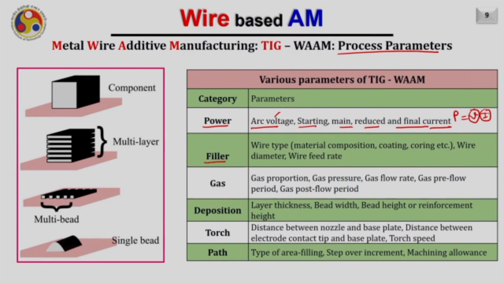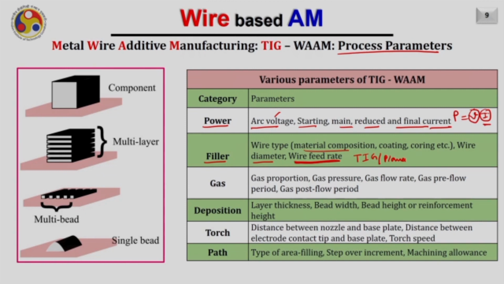The filler wire: wire type, such as the material composition, coating, coring, etc., wire diameter and wire feed rate. Please note that I have already mentioned that in the case of TIG or plasma based WAAM, the wire feed rate is separated from the current. They are not in synergy. You can separately control the wire feed rate and the current here.